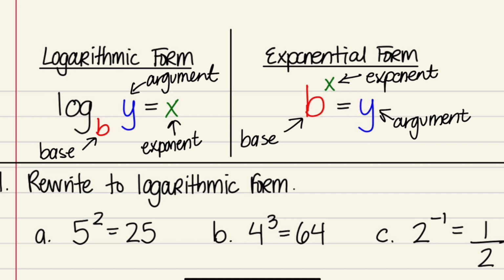Log will say log, or ln for natural log. We'll get to that later. An exponential form will have an exponent. So notice, on our left side, we have log base b of y equals x. On the right side, we have b to the x equals y. These are the two different forms.